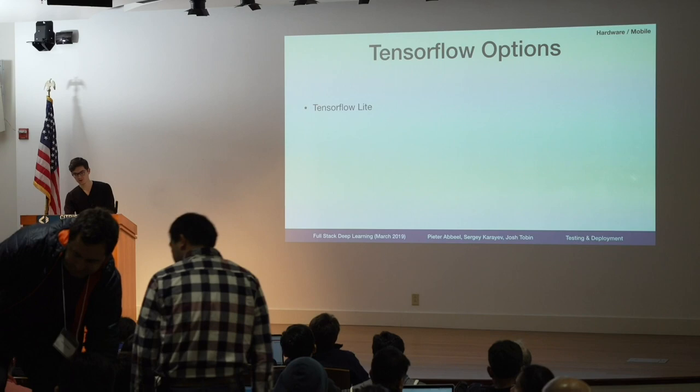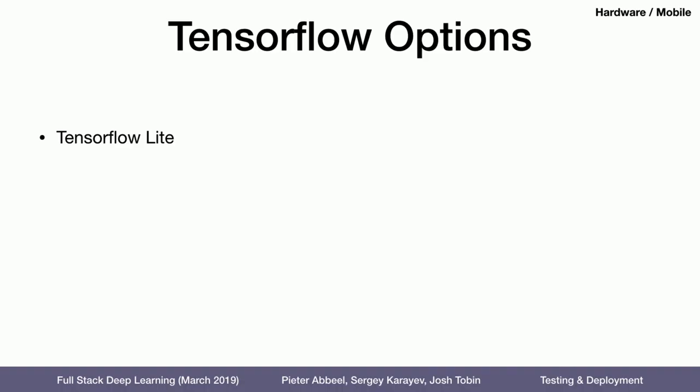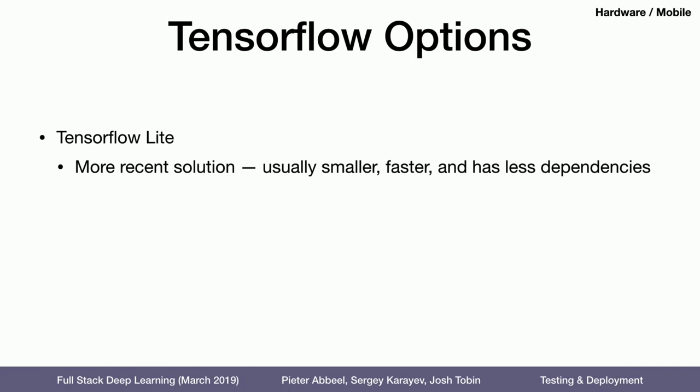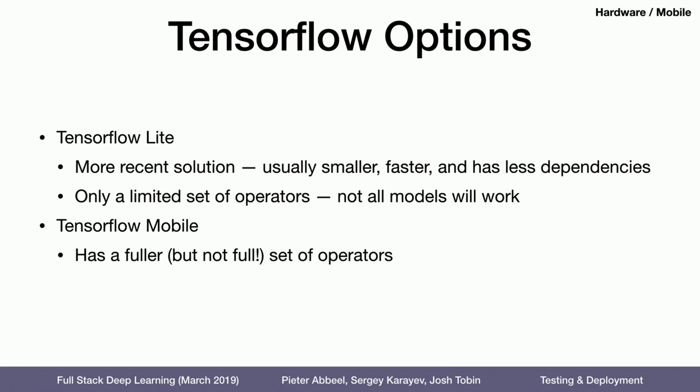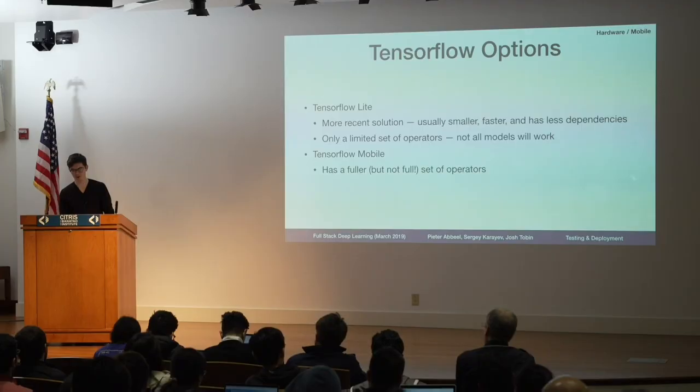So when you're deploying to hardware or mobile, TensorFlow gives you two options. One of them is called TensorFlow Lite, and one of them is called TensorFlow Mobile. TensorFlow Mobile is an older solution. TensorFlow Lite is a more recent solution. And both of them have a limited set of operators. So if you use some unique types of layers, you might find that you can't have your network work on TensorFlow Lite.